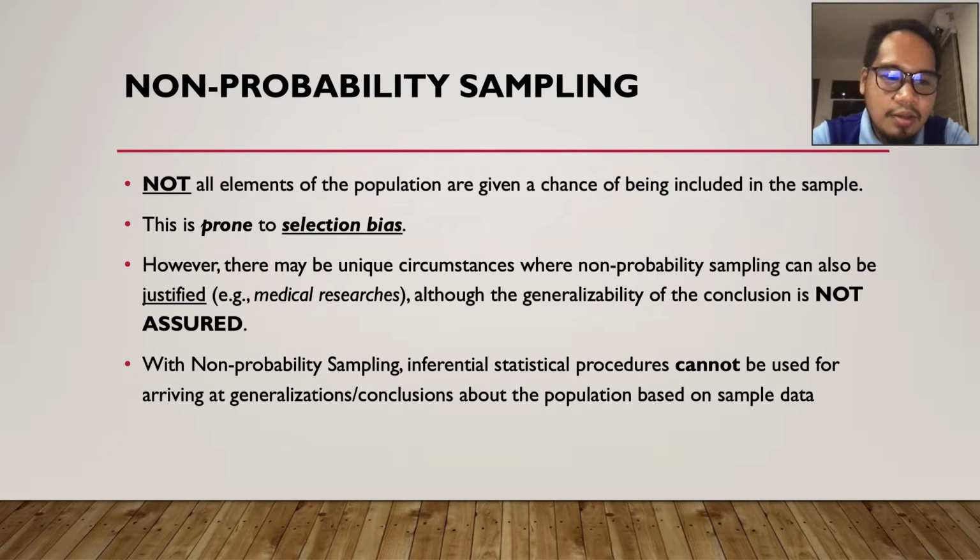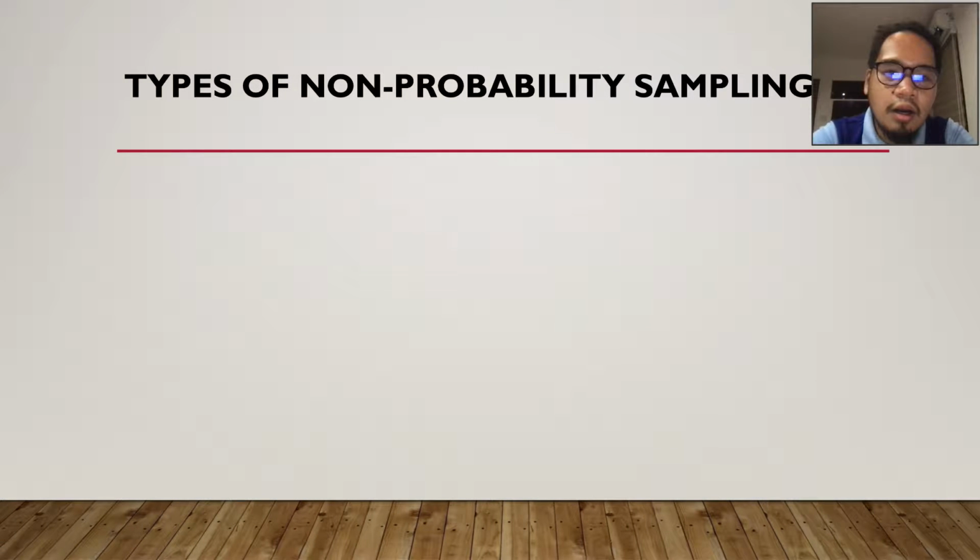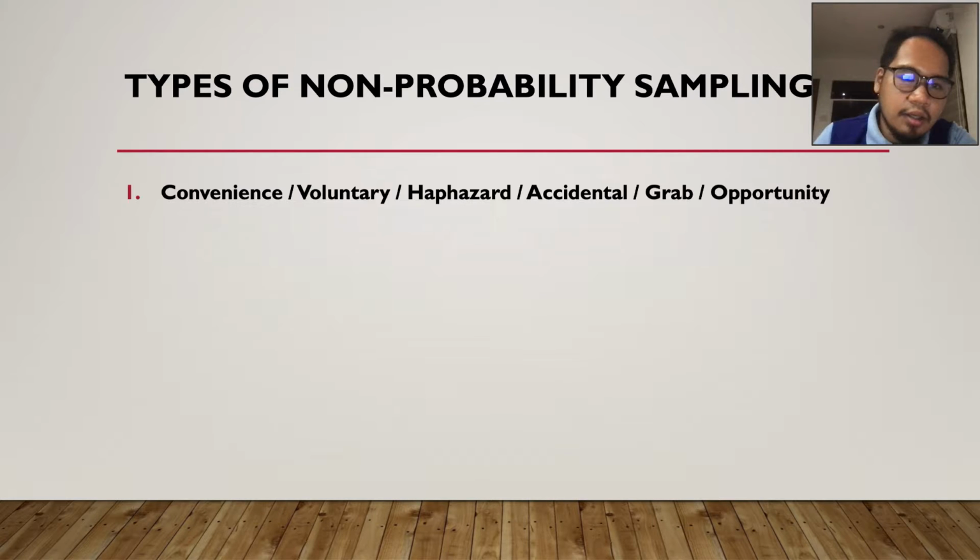Okay? So again, if you want to have inferential analysis, correlation, significant differences, those are inferences, or those are inferential analysis. So you cannot actually use non-probability sampling with that. So as much as possible, use probability sampling. So what are the examples of non-probability sampling? These are some of them.